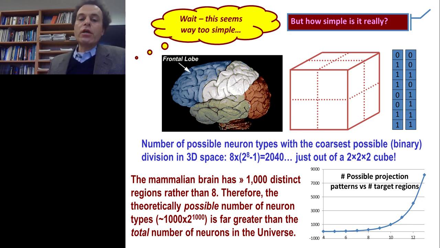Now, if one counts the approximately 1,000 different brain regions in a modern anatomical parcellation atlas, and one does the same calculation, one would obtain a number of neuron types that is far greater than the total number of neurons in any and all species of all animals in the entire known universe. And the curve is an exponential.